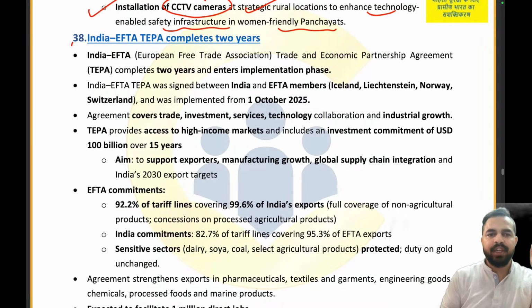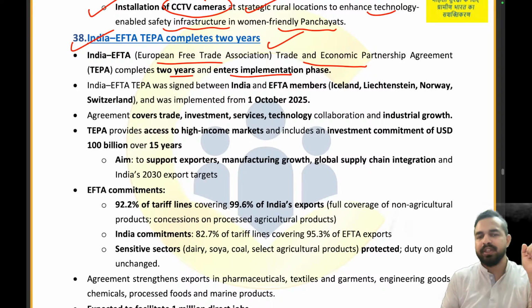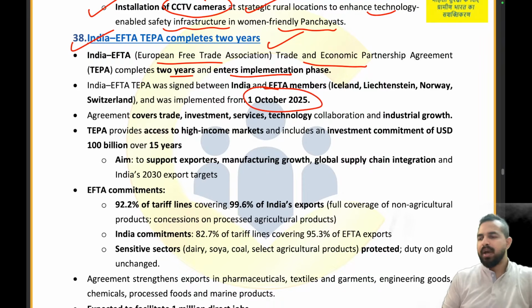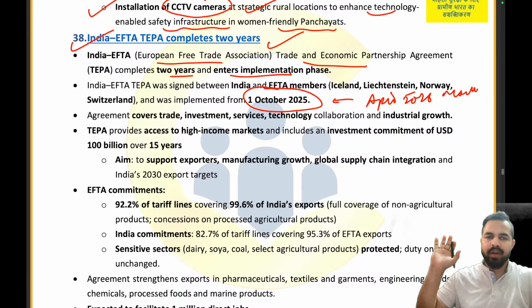India EFTA TEPA completes 2 years. The India European Free Trade Association Trade and Economic Partnership Agreement has completed 2 years and entered the implementation phase. It was implemented from 1st of October 2025. My dear friends, if I am not wrong, we have already covered it in the April 2026 month. Am I right or wrong? We have already covered this article, right?